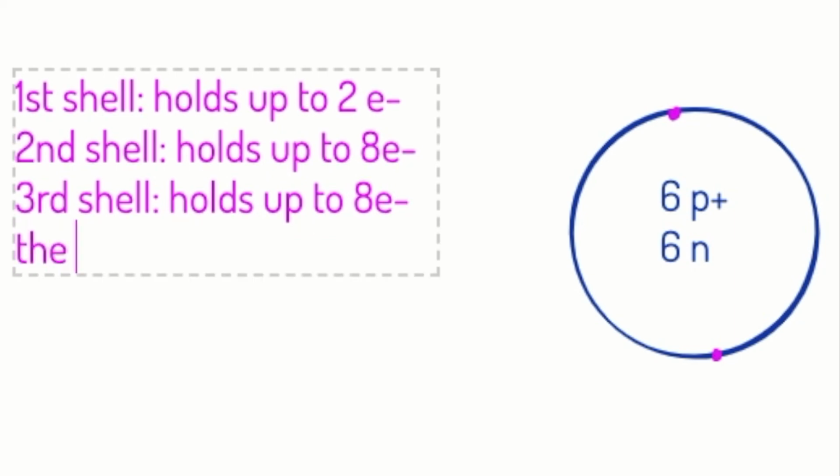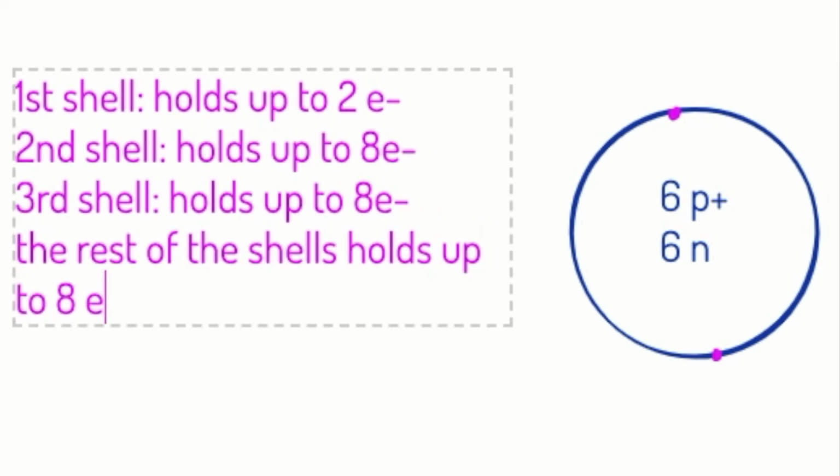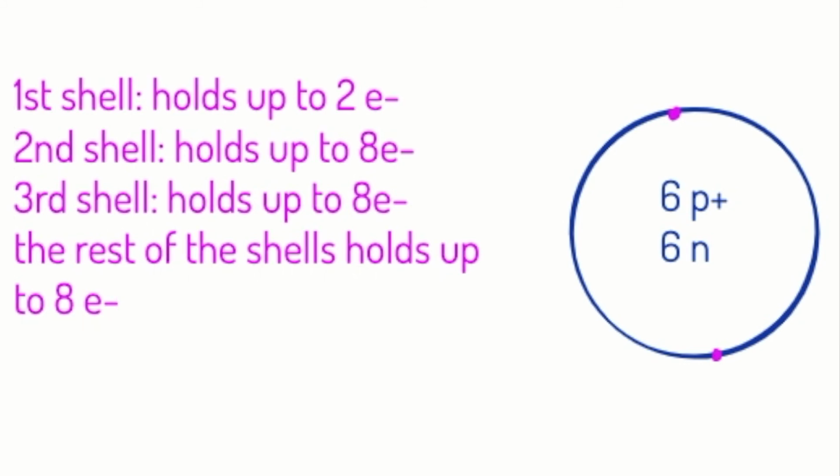So the rest of the shells hold up to 8 electrons. It's really only the first shell that can only hold 2. The rest of the shells can hold up to 8.